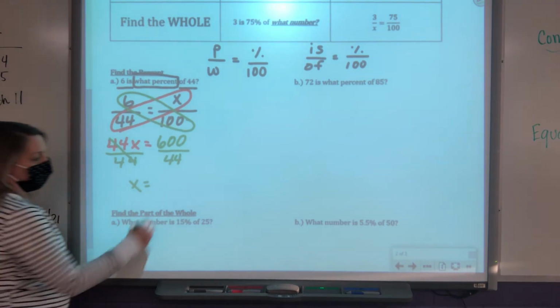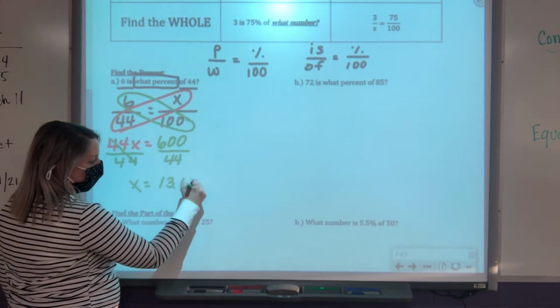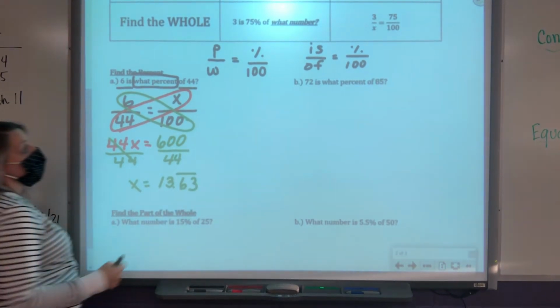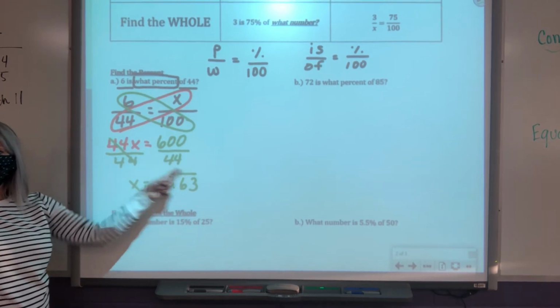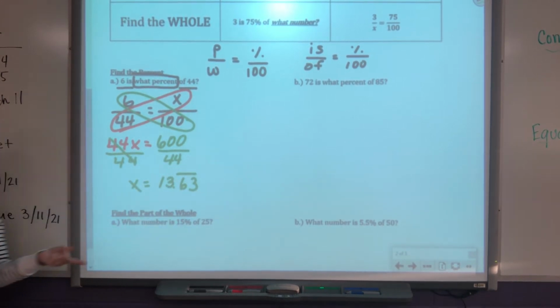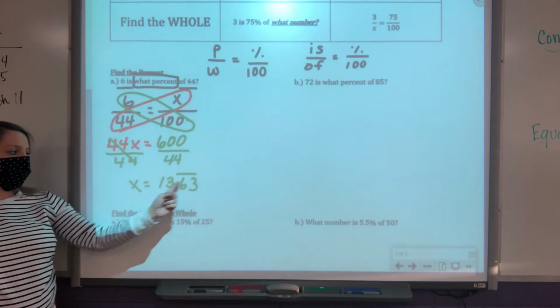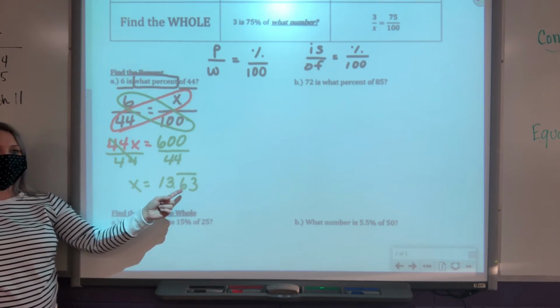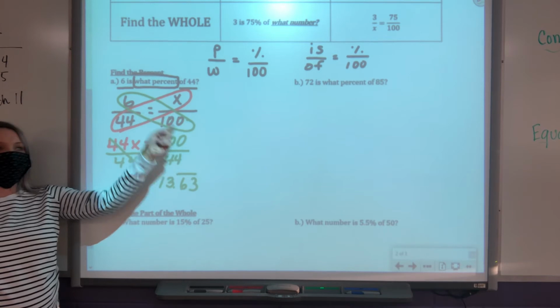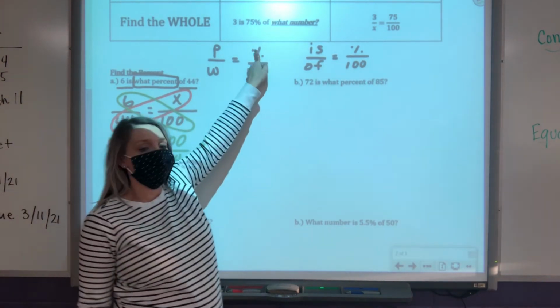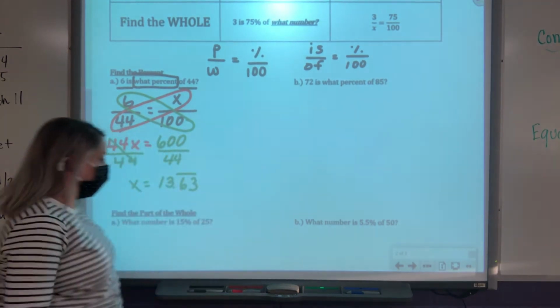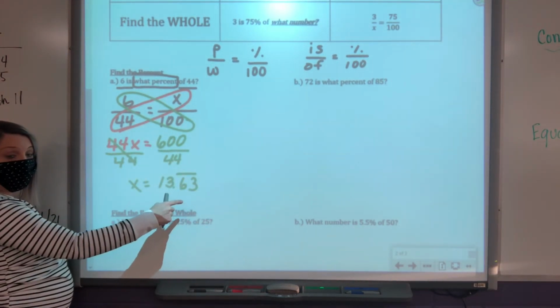Okay. So that's 13.63 repeating. Now x is over 100. So what is this value? So x is equal to 13.63 repeating. X is over 100. So x is a what? X is a percent. So this is actually 13.63%.